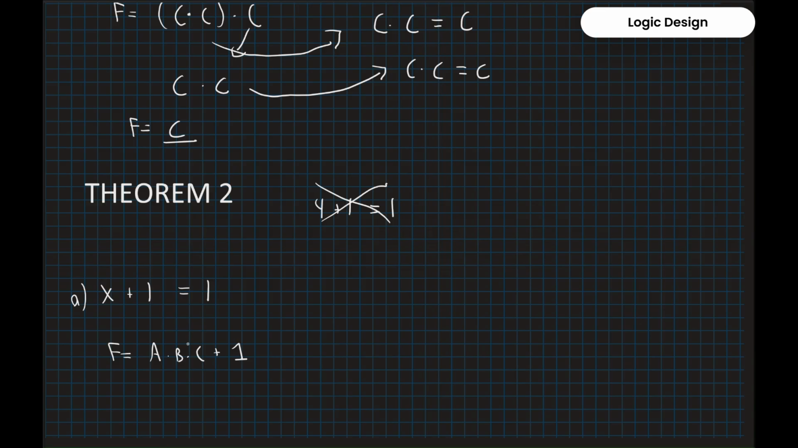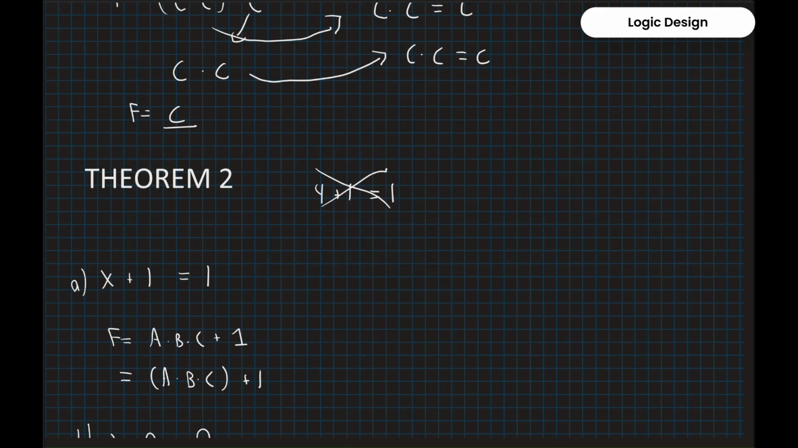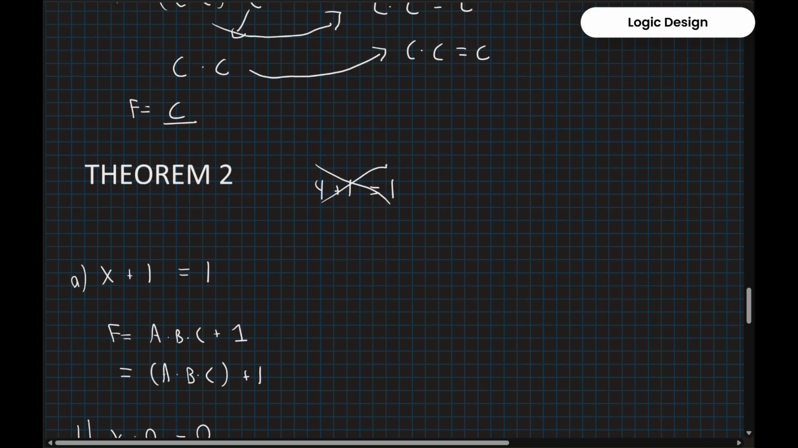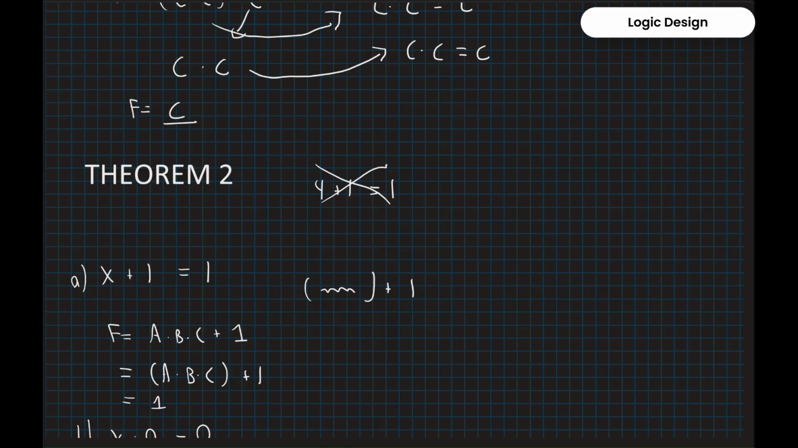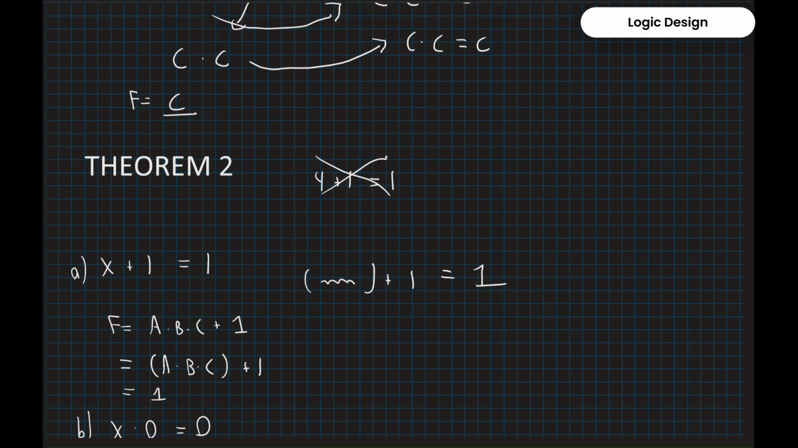F is equal to A times B times C, plus 1. Entirely, if we were to simplify, we would put A times B times C plus 1 into brackets. This would just equal 1. Pretty straightforward. If you have any expression and add it to 1, it will just equal 1.